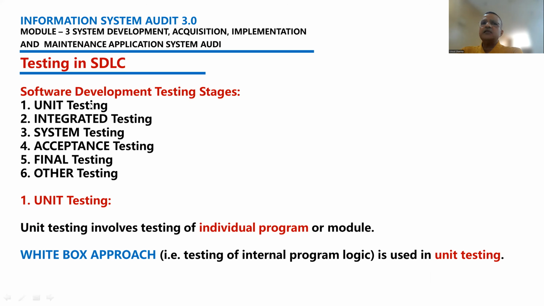Unit testing itself means that you are talking about a unit, which is individual. So let's read it. Unit testing involves testing of an individual program or module. Normally, the white box approach, that is testing of internal program logic, is used in unit testing. As I move ahead, I'll explain what the white box approach and the black box approach are. Unit testing is basically the testing of an individual program or module.